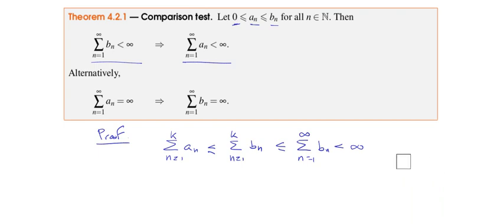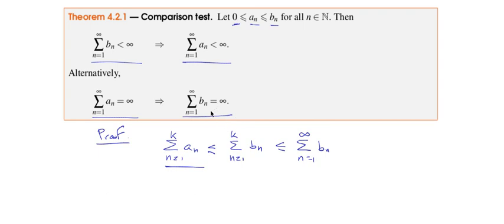Now, alternatively, if this sum is infinity, then as we keep increasing this and take the limit, this goes to infinity. So we're in the second part now. If we take the limit when k goes to infinity here, this will be smaller or equal than this. But if this is infinity, then this has to be infinity as well. So that's the proof, right? If this is divergent, then this is also divergent.